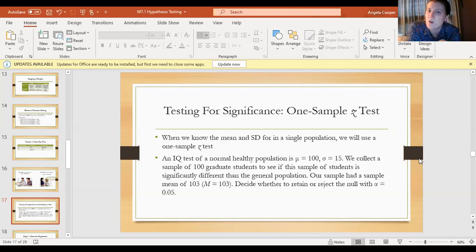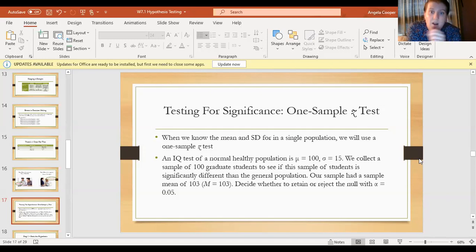Notice how when we say the normal healthy population with a mean of 100 and a standard deviation of 15, we're not saying any particular number. We're not saying the number of people in the population is such and such. Typically, we don't have those numbers. So when you see we have a sample of 100 grad students, obviously it says sample, but when you have a number of how many there were, chances are you're dealing with a sample, but I digress.